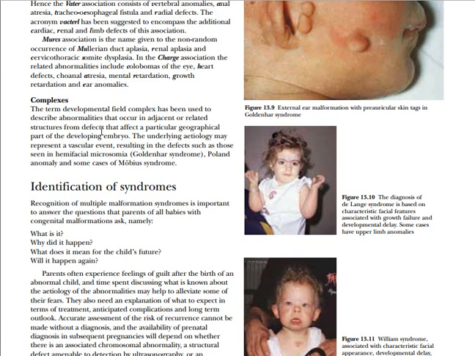So when you have structures at a geographical location having abnormalities, they are said to be complexes. Is it clear? So you have complexes when you have geographical structures which are being affected. For example, we have the Goldenhar syndrome, the Poland anomaly, and the Moebius syndrome. All these syndromes are more of complexes than syndromes.